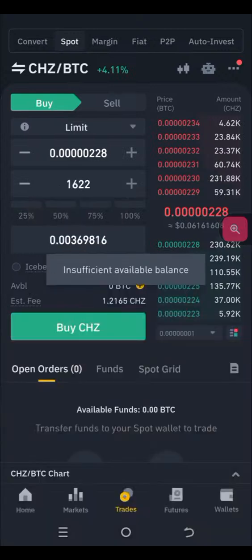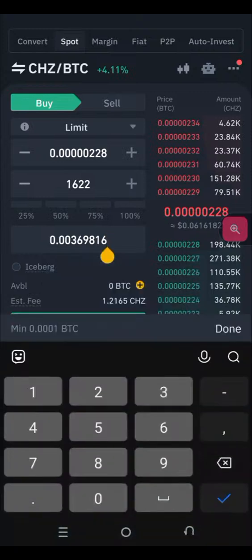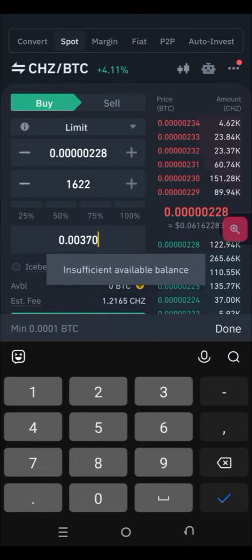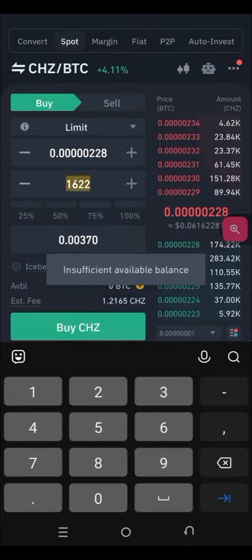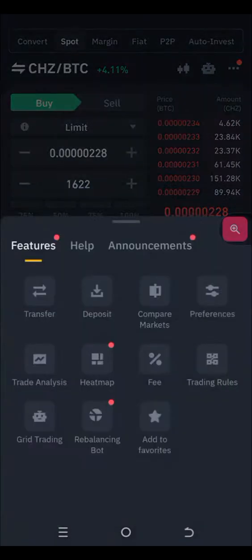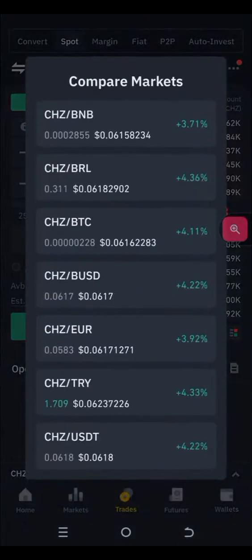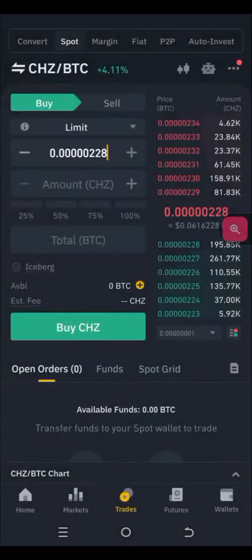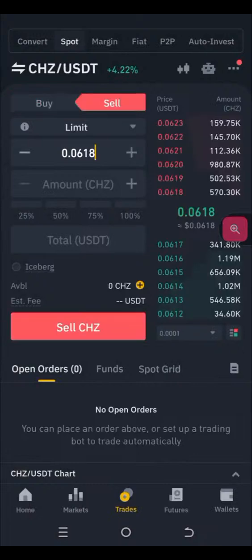Okay. So I'm getting with the bit. Let me put that again very well. I'm going to put in the BTC, just paste that there. We're going to get 1622. So let me copy that. So we go back and try to sell it. We'll sell the CHZ, right, to USDT. Okay, USDT has increased. It's 0618. Let's go ahead and see if we're going to make any money.